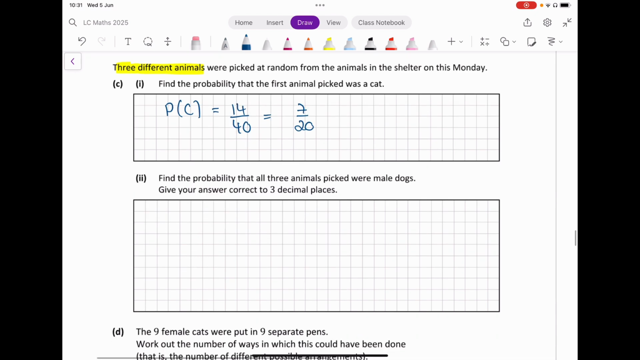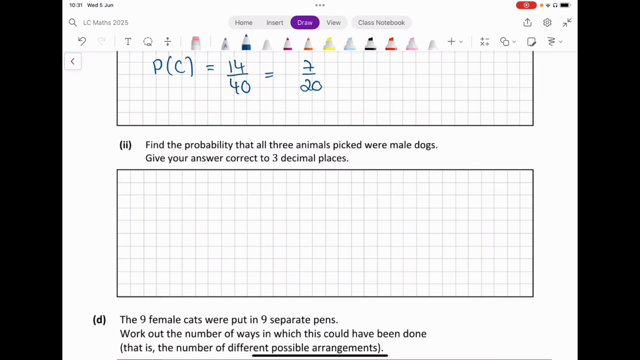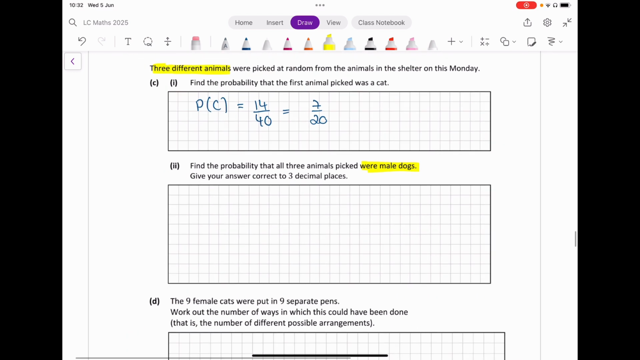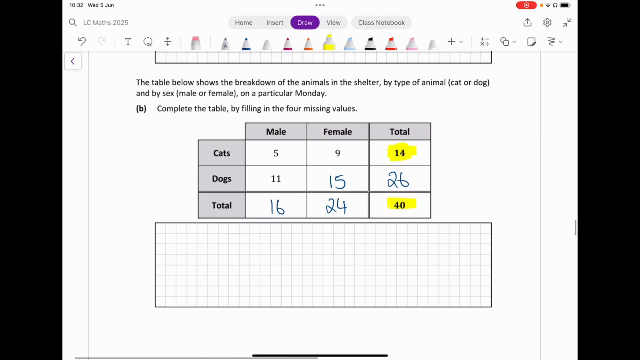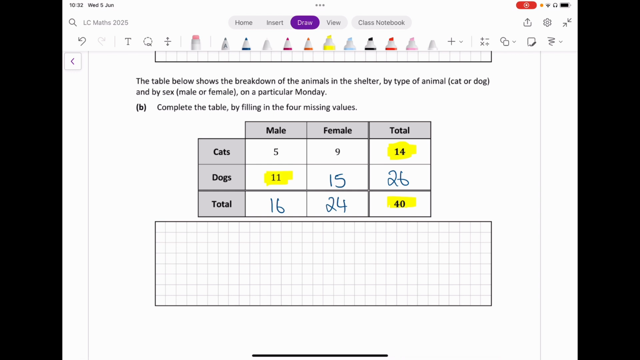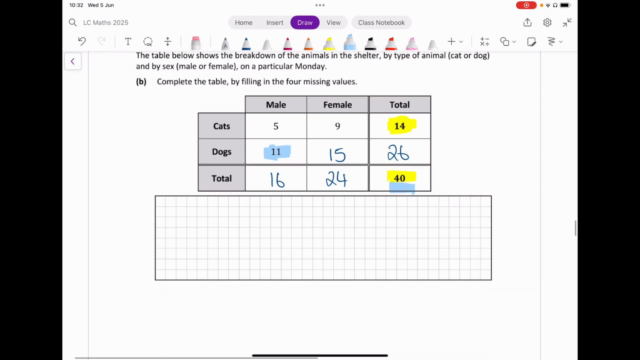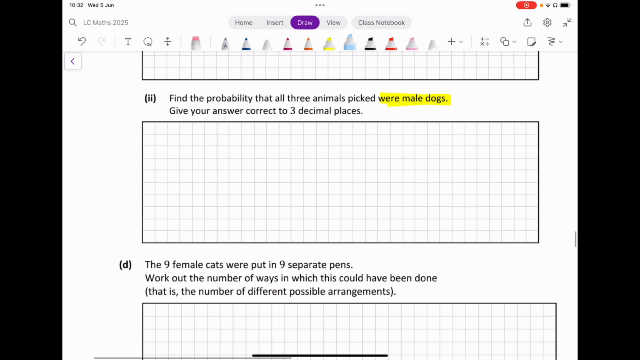So the next one then says find the probability that 3 animals picked were male dogs. So male dogs. So the first thing we have to do is figure out how many male dogs were there? There were 11. I'll do a different highlighter color for this. There were 11, and we're still looking at a total of 40. So let's look at the first dog. The probability that you get a male is going to be 11 over 40. Then the next dog is going to be 10 over 39.